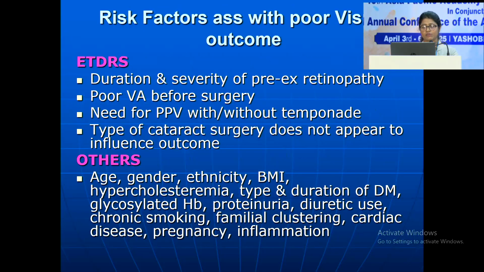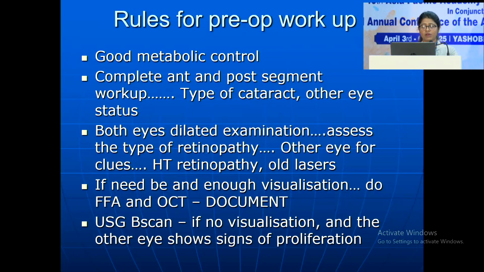incidence of clinical CME. The risk factors associated with poor visual outcomes are duration and severity of pre-existing retinopathy, poor visual acuity before surgery, and need for PPV with or without tamponade. The type of cataract surgery does not appear to influence outcome. Other risk factors are age, gender, ethnicity, and BMI.